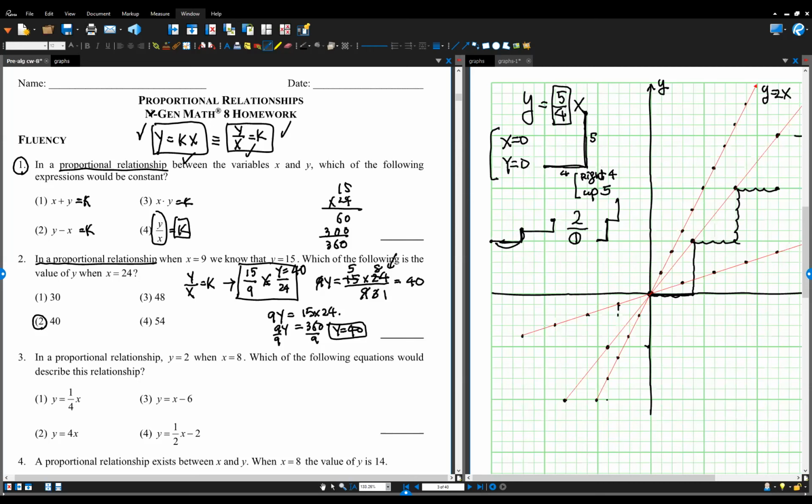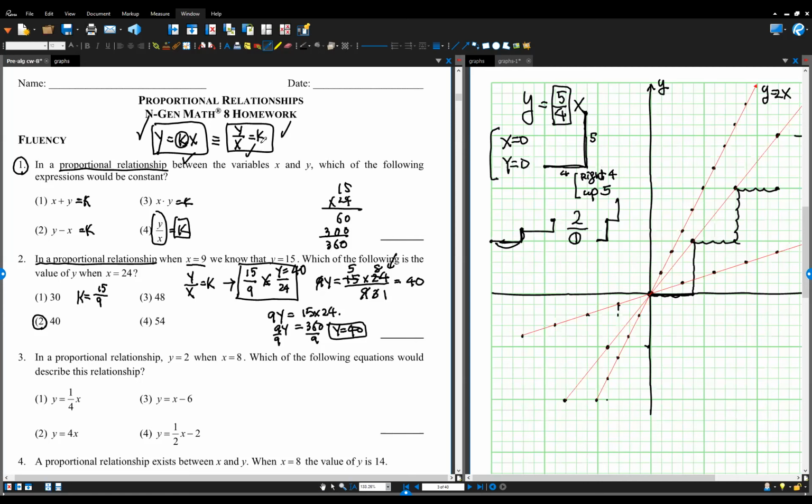Or I can use this one. To use this one, we need to find the value of k. How can you find the value of k? We have two numbers: when x is 9, y is 15. So k equals y over x, 15 over 9. That is the value of k. It's okay.